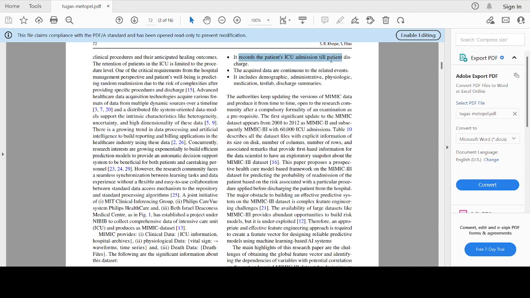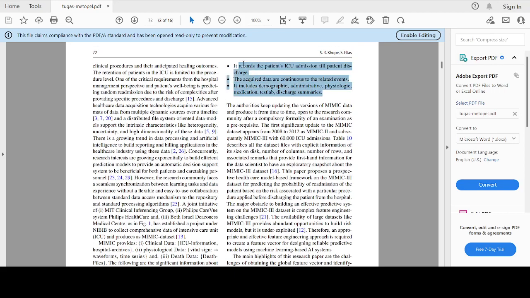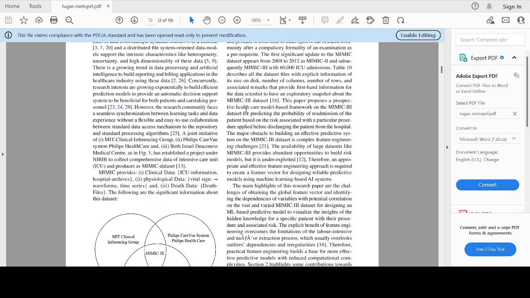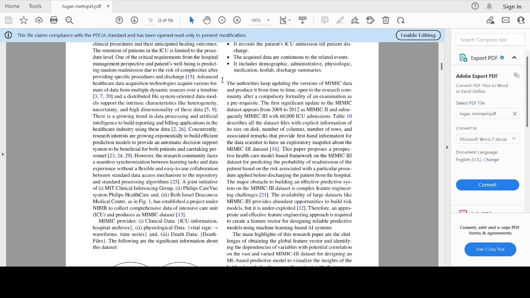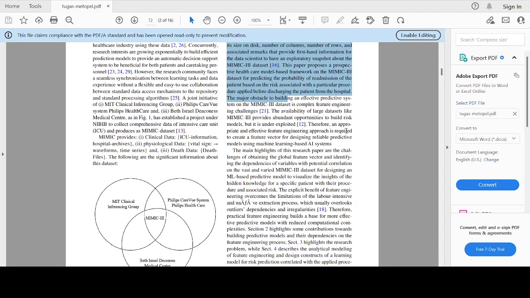It records the patient ICU admission till patient discharge. The acquired data are continuous to the related events. It includes demographic, administrative, physiologic, medication, lab test, and research summaries. Okay, this is the continuation of the MIMIC dataset description. The author's script updates. Basically this is telling the updates of MIMIC-3 until now.